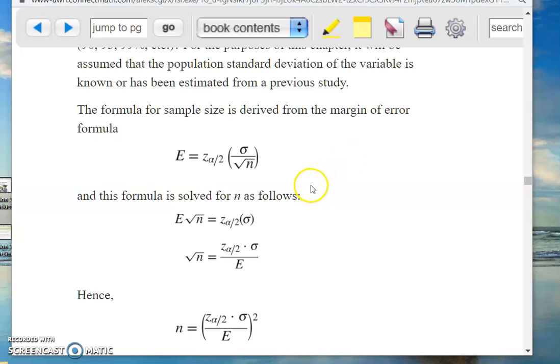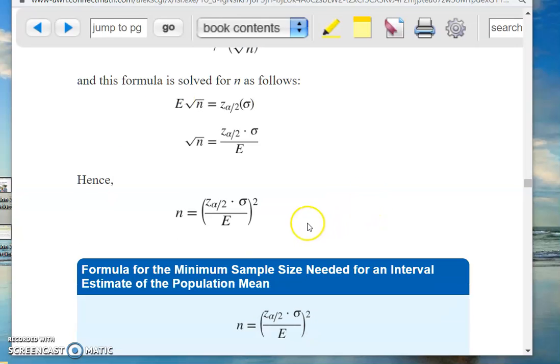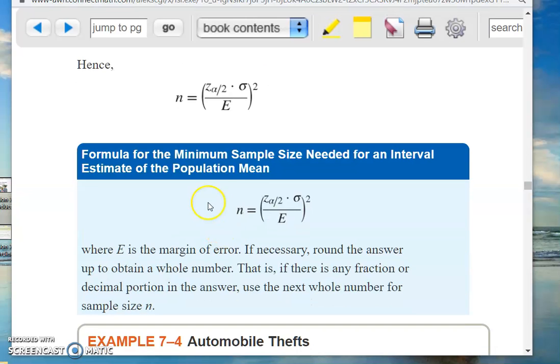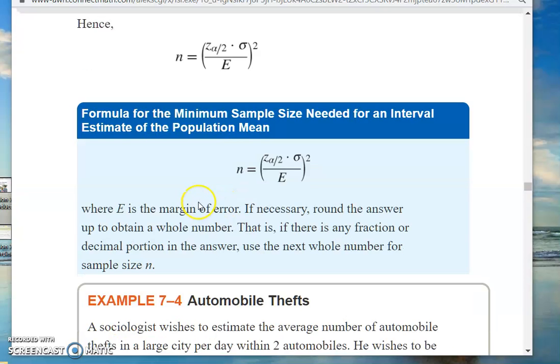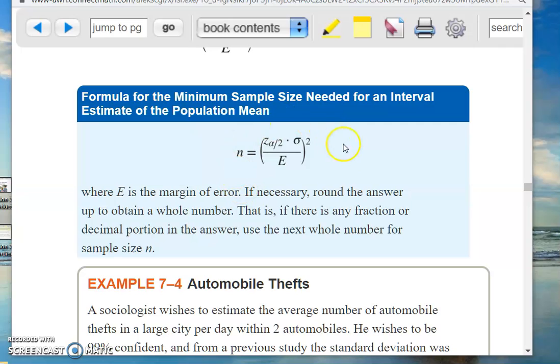So how about if we manipulate? Why don't we multiply both sides by the square root of n? That'll cancel the square root of n over here, and that'll give me this on the right-hand side. It gives me this on the left-hand side. Divide both sides by E. That'll give me this. Now I'll square both sides, and that'll give me this. So n is going to be equal to this. The formula for the minimum sample size needed for an interval estimate of the population mean is this.